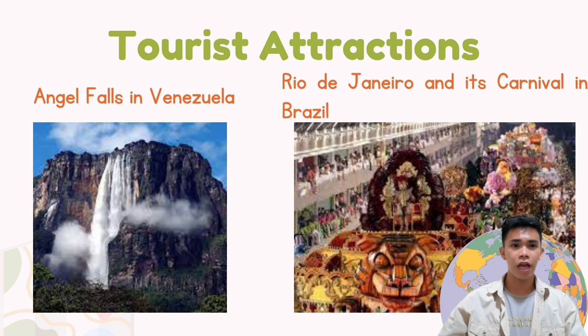The third one is Angel Falls in Venezuela. Angel Falls are located in Venezuela and are famous for being one of the most beautiful waterfalls in the world, and as the highest uninterrupted waterfall. The falls got their name Angel Falls after a US aviator became the first person to fly over the falls in the mid-20th century.